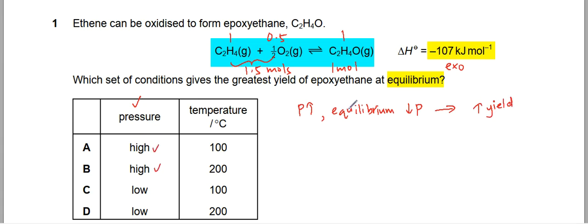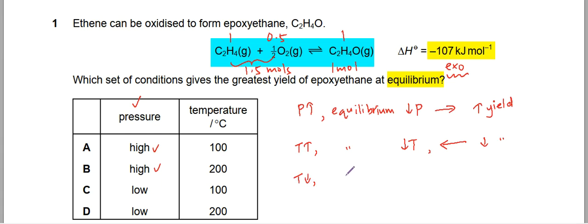For temperature, we know that it is an exothermic reaction. Meaning when we increase the temperature, the equilibrium will try to decrease the temperature. The way it does that is by performing the reverse reaction, so yield will decrease. Meaning what we want to do here in order to increase the yield is to decrease the temperature.